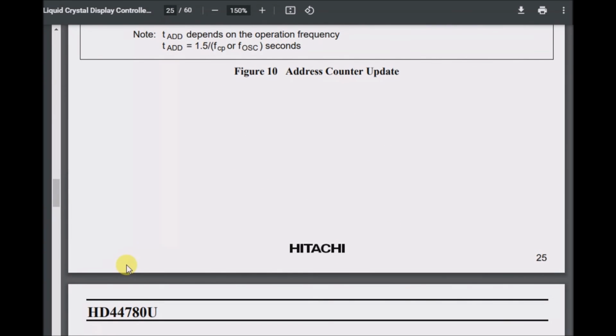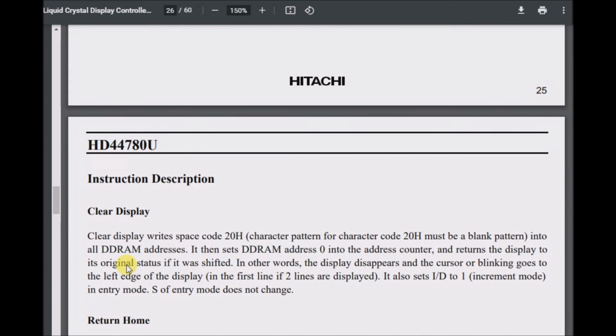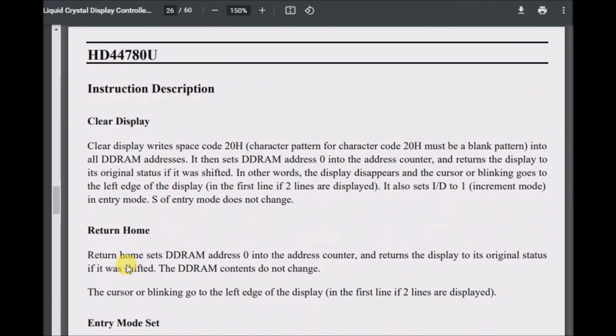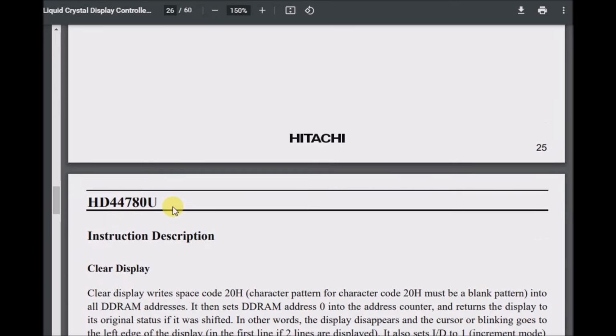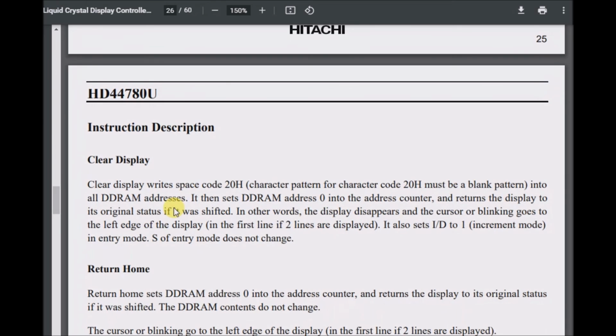Yeah, I'm losing steam here. Oh well. Instruction description. Clear display. It gives an elaboration of each of the above. Clear display writes. Yeah, I'm tired.